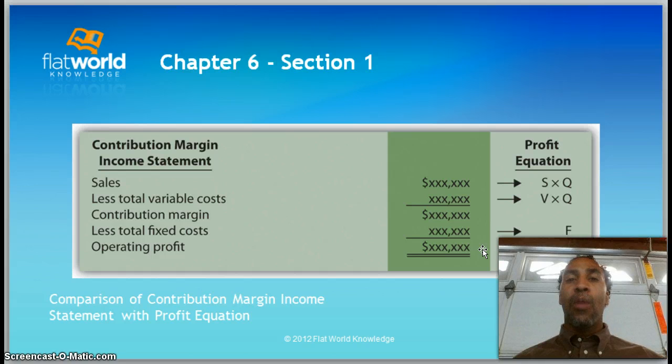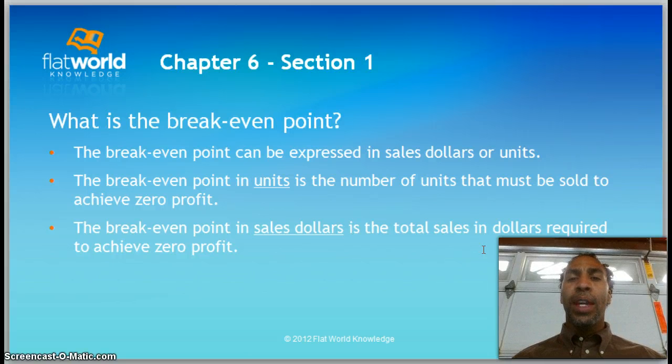It's good to look at it that way, kind of imagine the numbers first before we actually put them in there. So what is the break-even point? So the break-even point can be expressed in sales dollars or units. The break-even point in units is the number of units that must be sold in order to achieve zero profit.